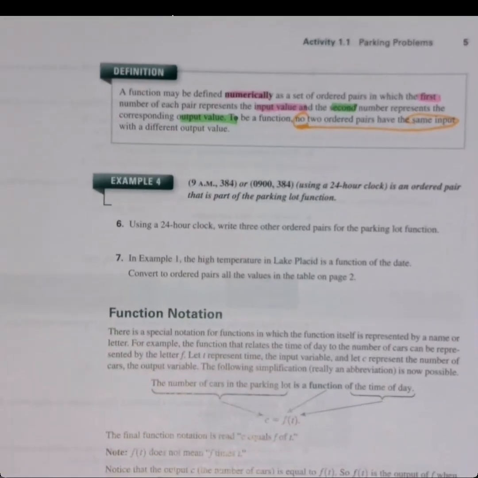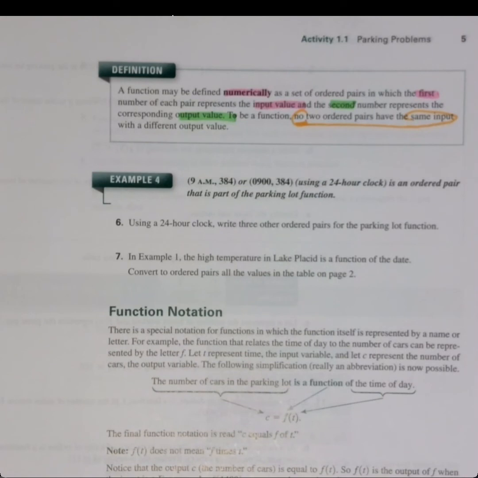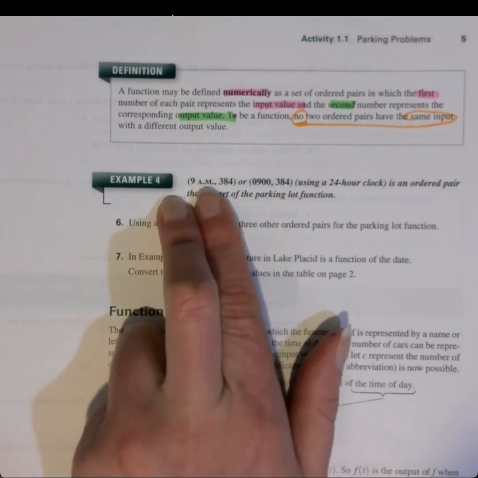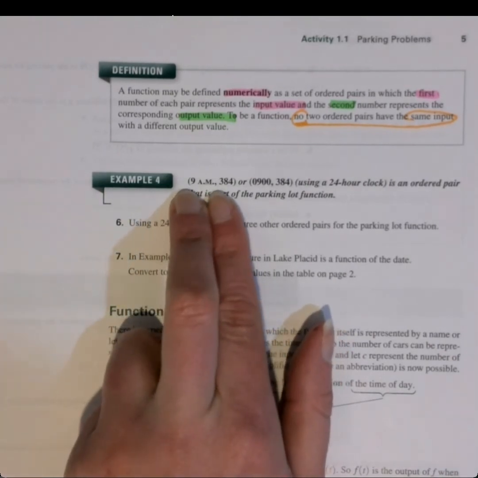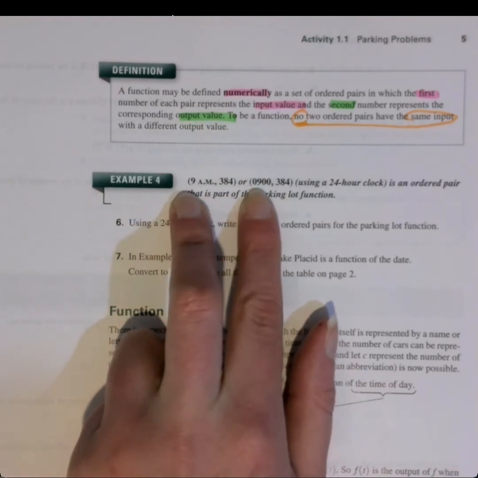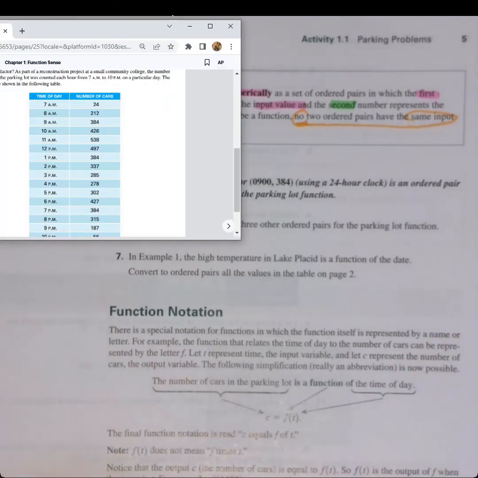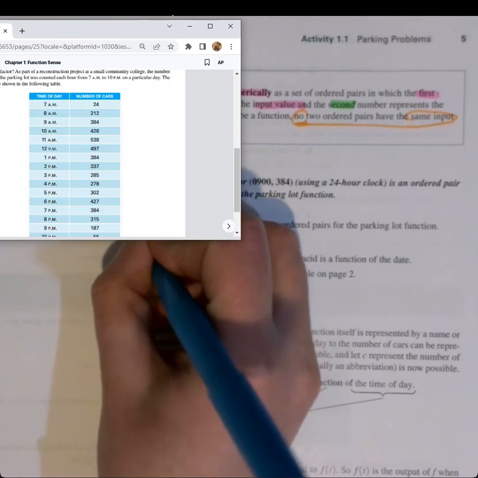All right, so now we're going to use a 24-hour clock to write 3 ordered pairs for the parking lot situation. They've already shown me an example up here. So we're using a 24-hour clock because we need to make a difference between 9 a.m. and 9 p.m. So let me get our table back up here so we can look at it again. So they've done the one for 9 a.m. So I just need to write 3 other ordered pairs. So I'll start with 11 a.m.